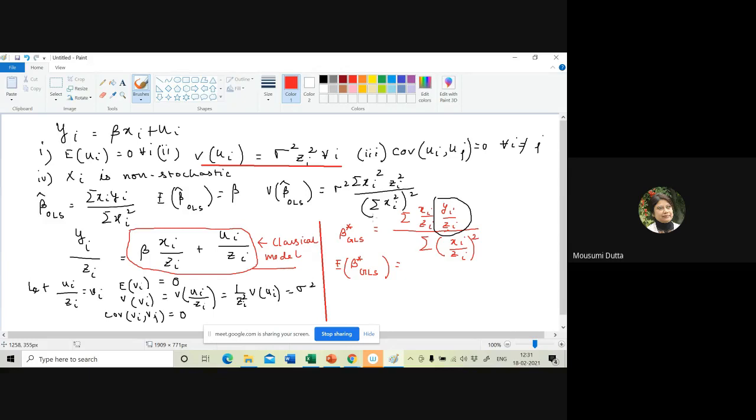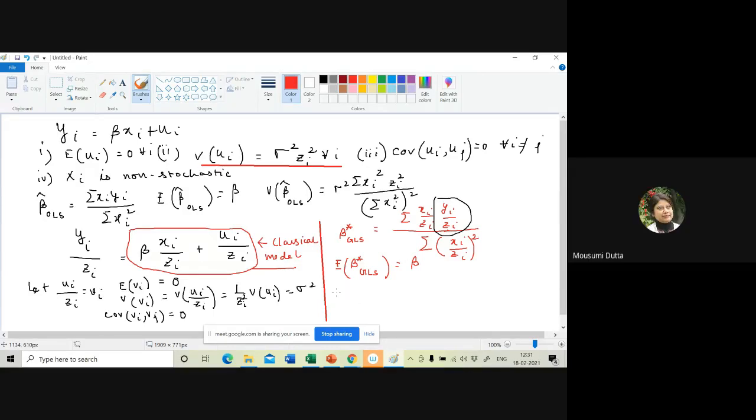Rudra, got the value? Expectation of beta star GLS? That is simply beta. That means it's unbiased. Did all the steps? Yes, ma'am. Rest of the students, are you getting it? Yes, ma'am.